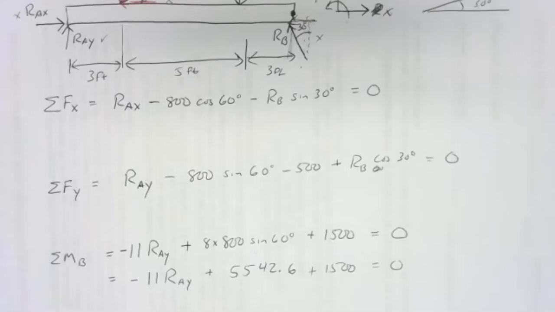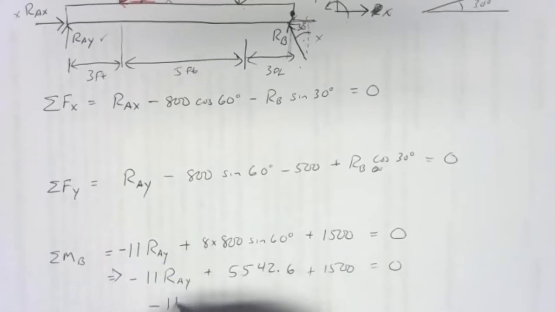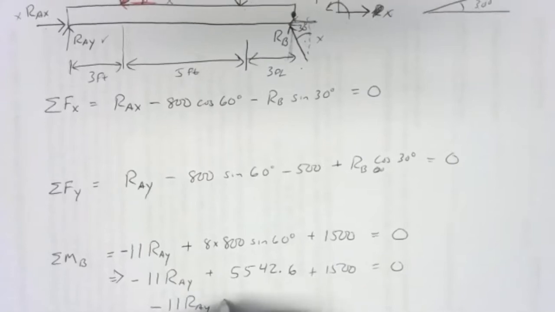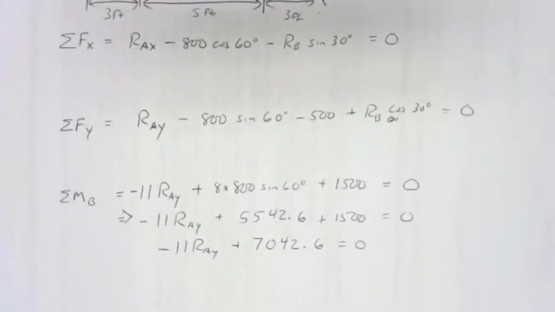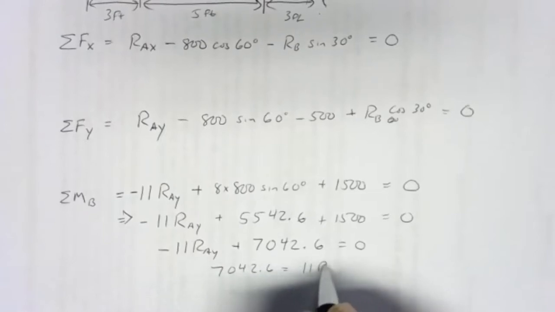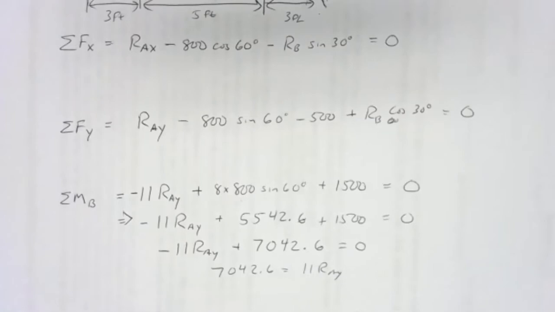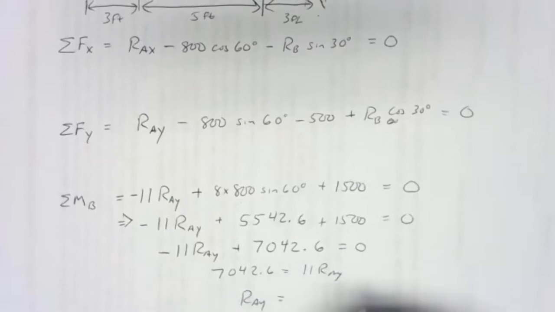5,542.6 plus 1,500. So cleaned up a little bit, our equation becomes negative 11 RAY plus 7,042.6 equals 0. And if we add 11 RAY to both sides, we'll have 7,042.6 equals 11 RAY. Divide both sides by 11, and we'll get RAY equals 640.24.